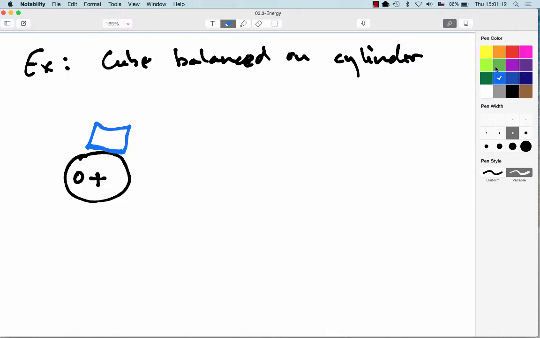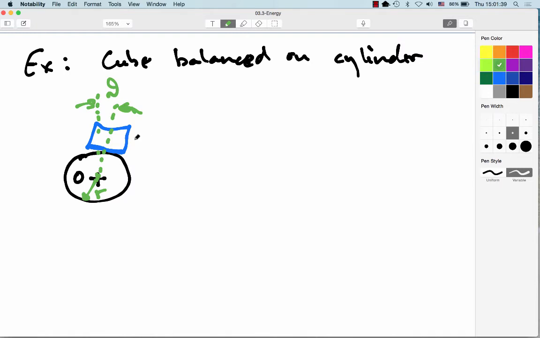Let's go ahead and call this radius r. So I had it placed perfectly on, and then I tilted it over just a little bit. And now we're off by this little angle theta here. All right, so radius r.